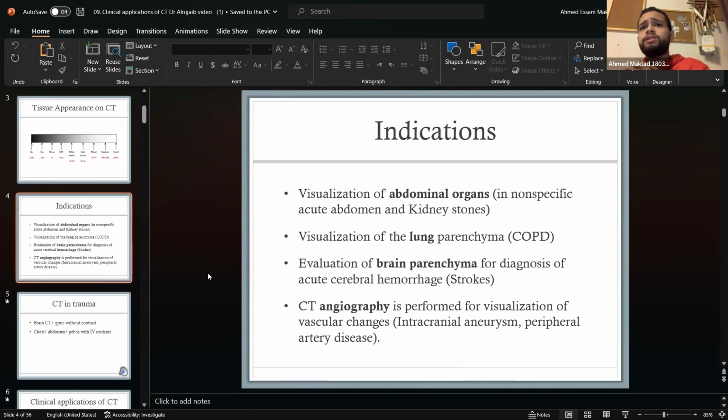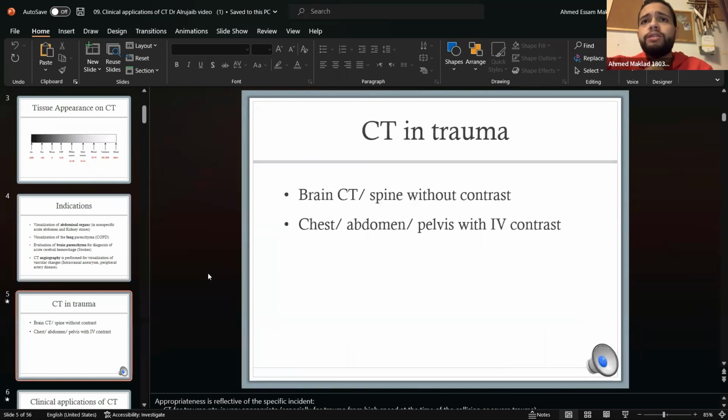And for CT angiography, this is when you want to visualize the coronary arteries of the heart, right? This is done when you want to maybe stent an artery for a patient who's having an MI, for example, all right? So keep that in mind. Now, CT in trauma, as I said, brain CT and spine, chest, abdomen, pelvis.